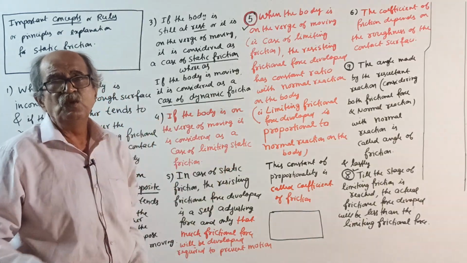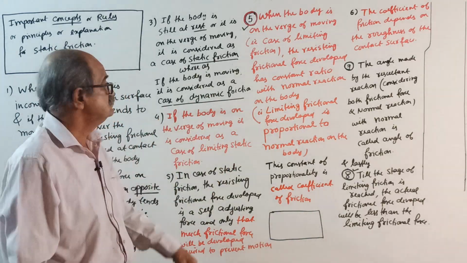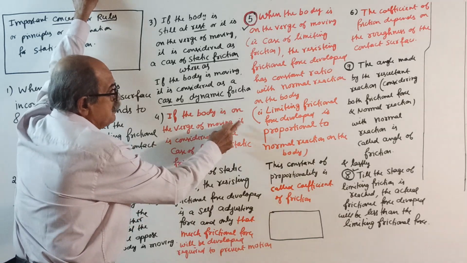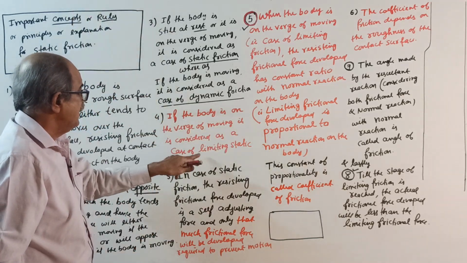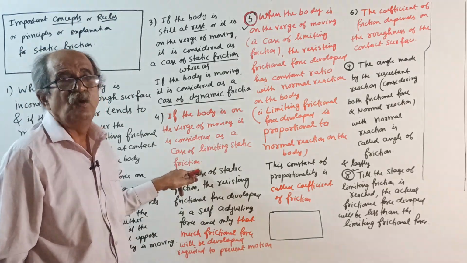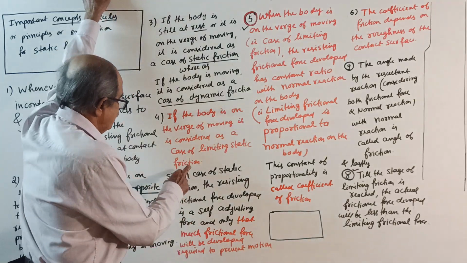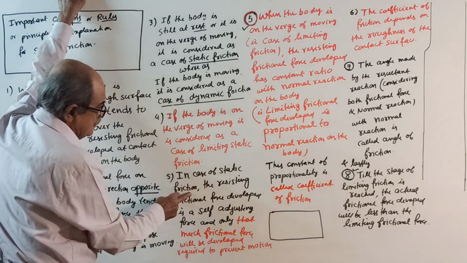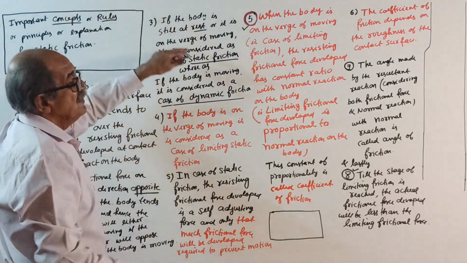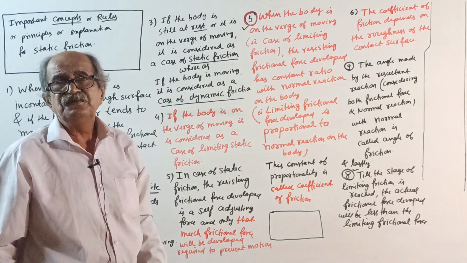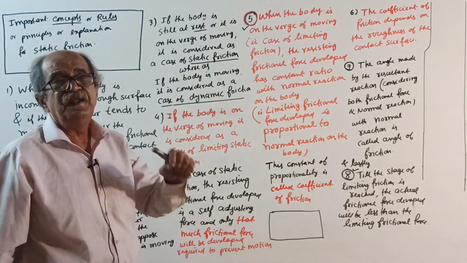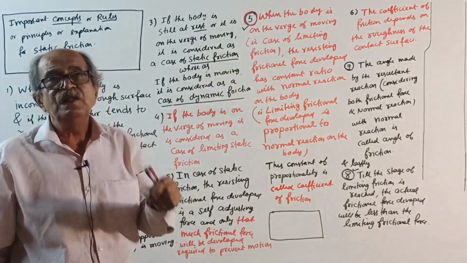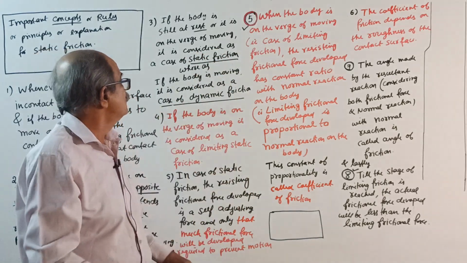You can make a small note here. Our continuation is only static friction, for the reason I told you. Fourth one, very, very important: if the body is on the verge of moving, it is considered a case of limiting static friction. I told you FF limit yesterday. Remember, when the body is at rest, it is called static friction. If it reaches the stage when it is on the verge of moving, still not moved, it is called limiting static friction. If it is moving, it is called dynamic friction.